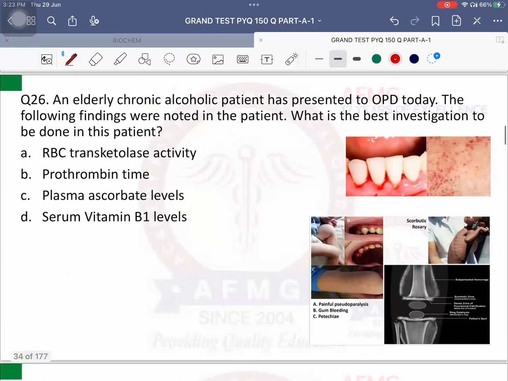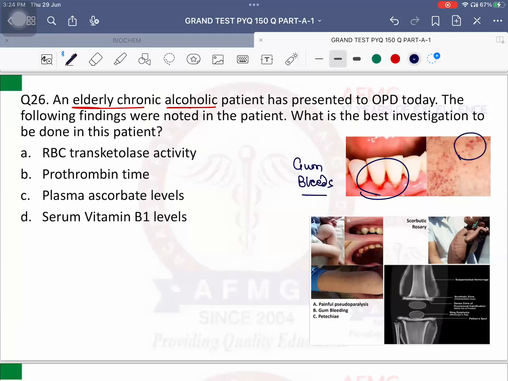Question number 26 now. Easy question, previous year. An elderly chronic alcoholic patient has presented to the OPD today. The following findings were noted in the patient. What are the findings? First is gum bleeding and second is small bleeding spots known as petechiae.